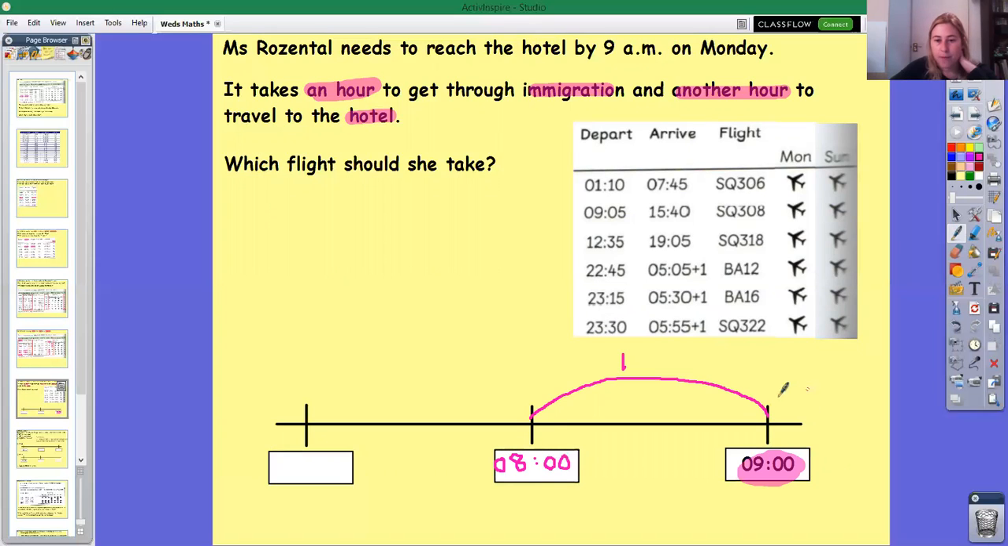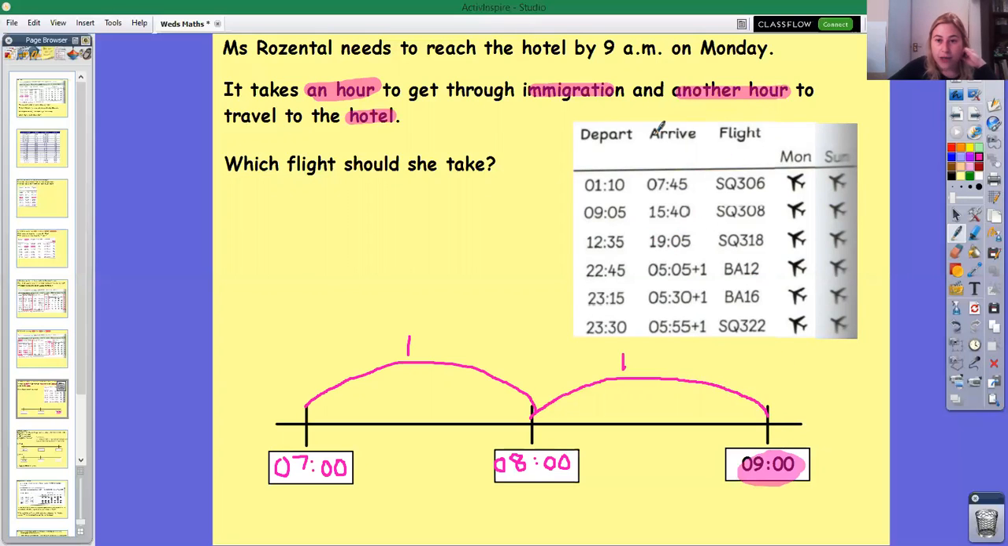That's 1 hour before. Now, it takes an hour to get through immigration, doesn't it? So I also need to go back another hour for the immigration. Immigration's like passport control, trying to get into the country. And so an hour back from 8 o'clock would be 7 o'clock in the morning. So my flight would need to land before 7 o'clock in the morning. If it landed any later than 7 o'clock in the morning, then all of these times would be later and I wouldn't get to the hotel on time.